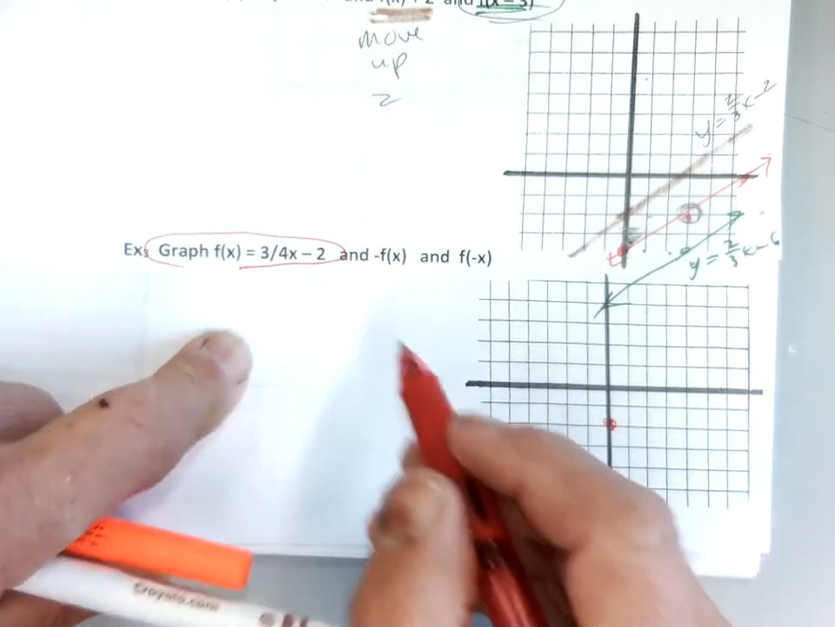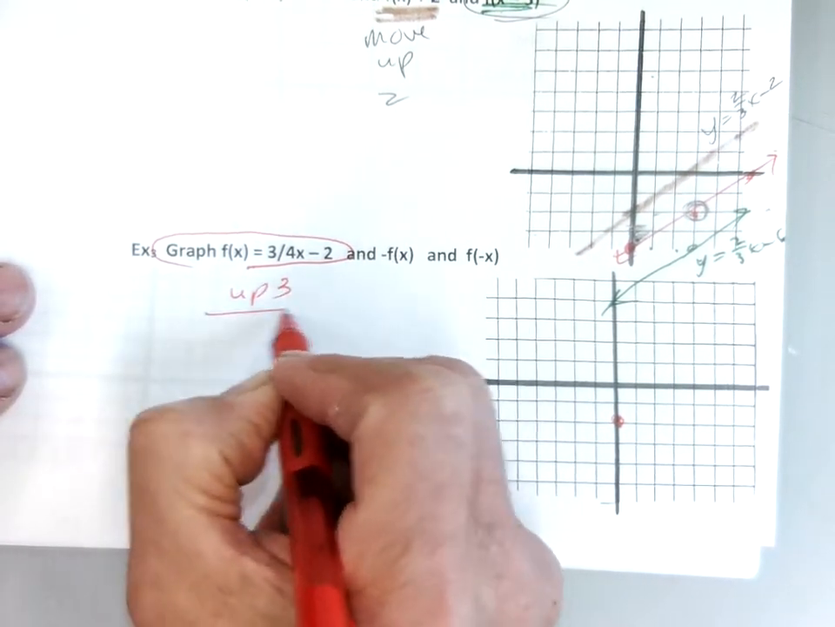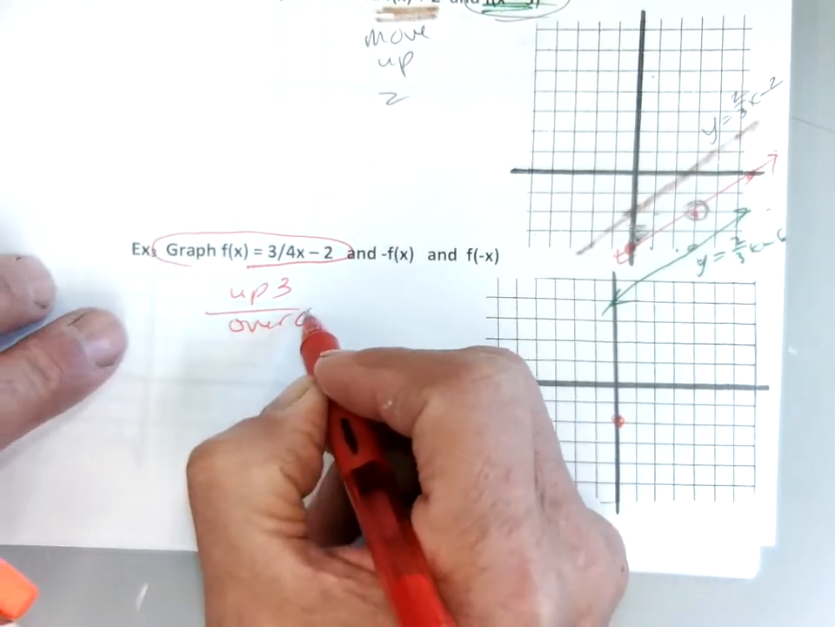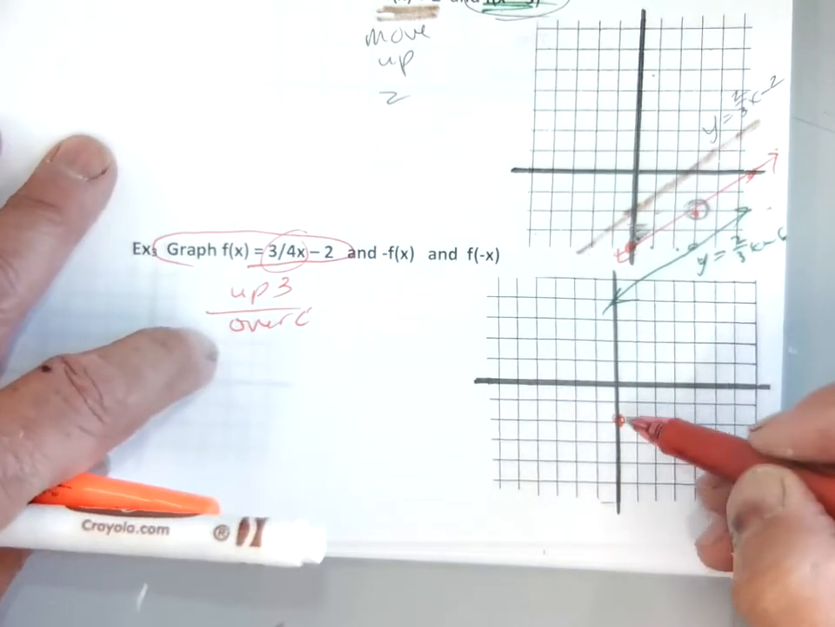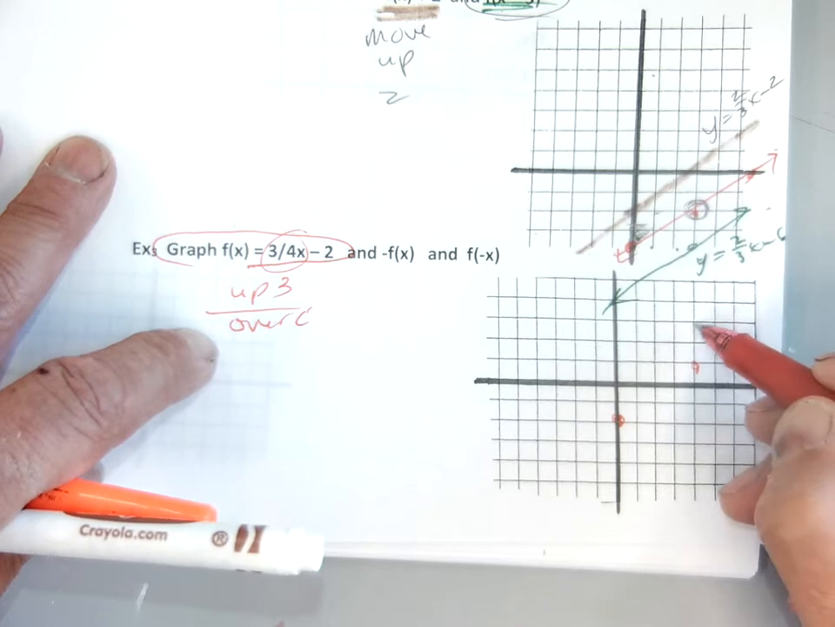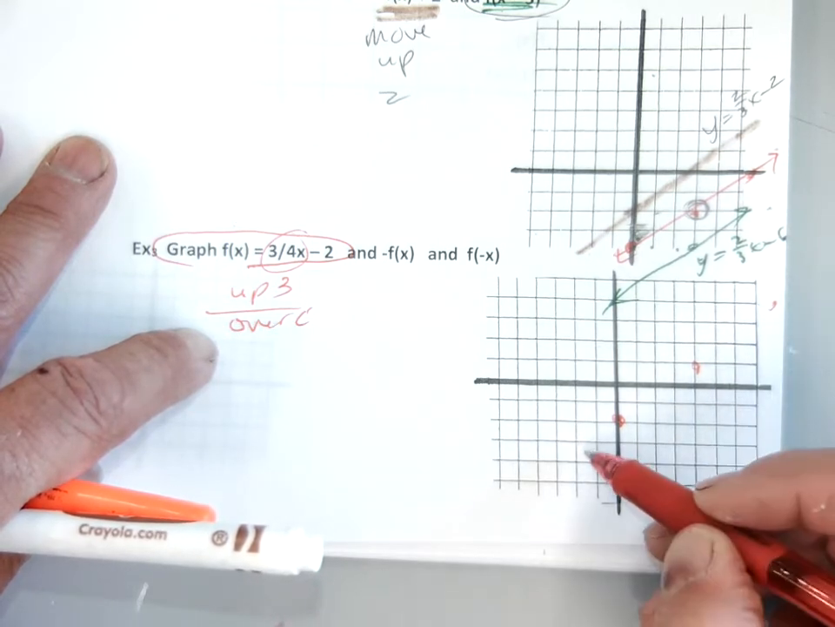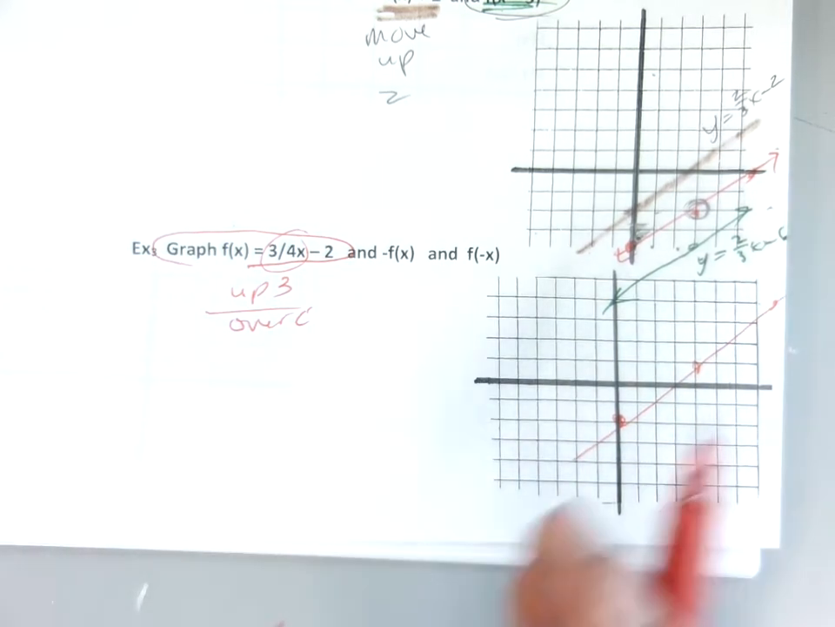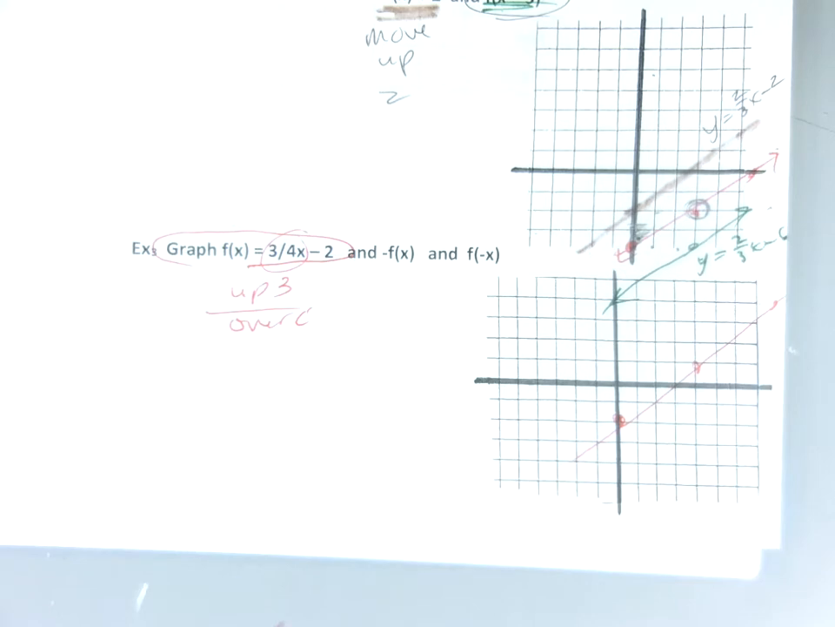Move up 3 over 4. That's it. Up 3 over 4. Up 1, 2, 3 over 1, 2, 3, 4. Up 1, 2, 3, over 1, 2, 3, 4, and there's my line. That is the most important thing. But I'm going to show you the translations. The most important thing for me is that you can graph this line.